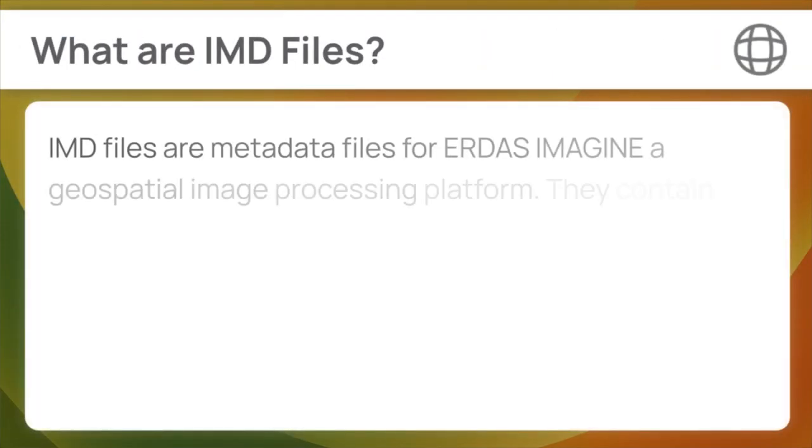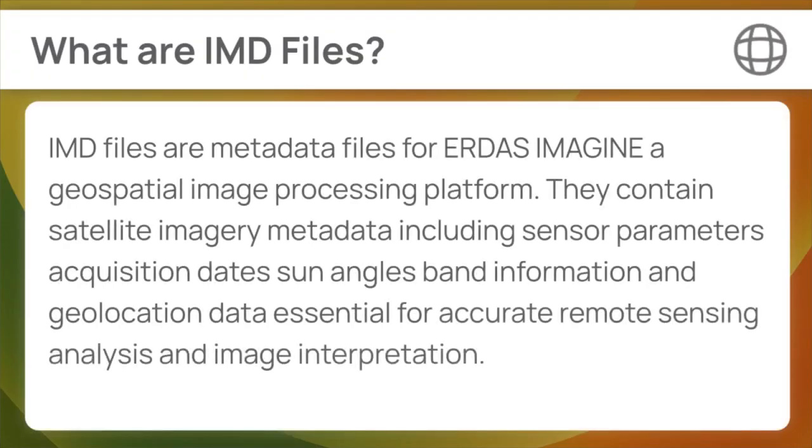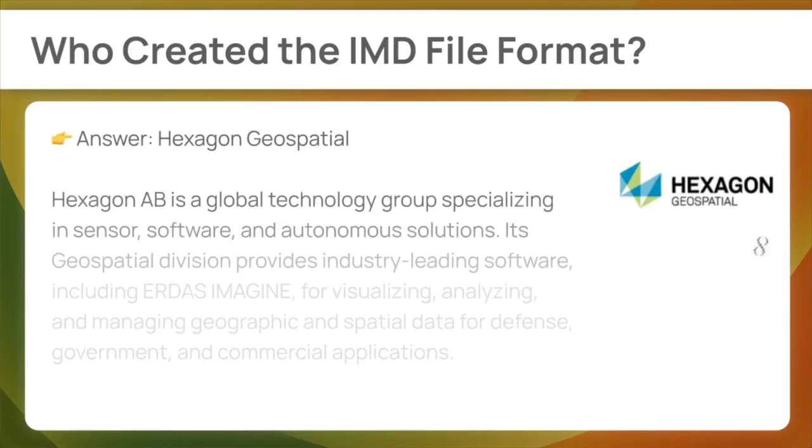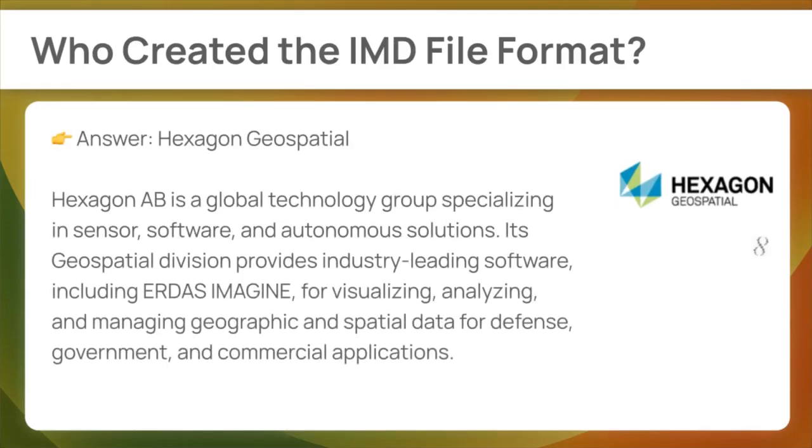IMD files are metadata files for ERDAS IMAGINE, a geospatial image processing platform. They contain satellite imagery metadata, including sensor parameters, acquisition dates, sun angles, band information, and geolocation data essential for accurate remote sensing analysis and image interpretation.